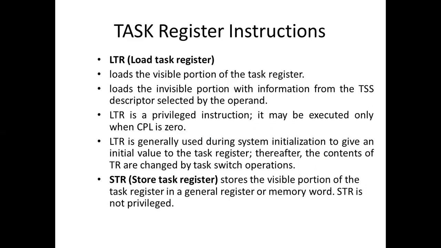which allows the task register instructions. The instructions which are used with a task register are, first, load task register, LTR. It loads the visible portion of the task register. It loads the visible portion with the information from the TSS descriptor selected by the operand. LTR is a privileged instruction. It may be executed only when the CPL, the current privilege level, is 0.